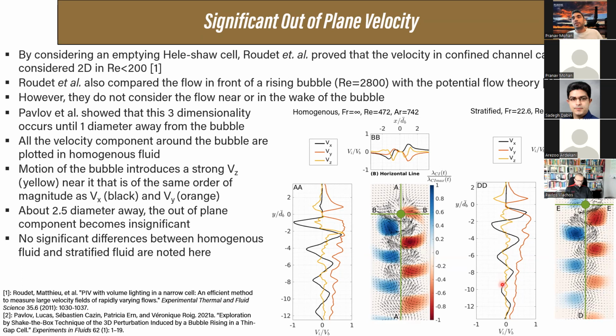Another interesting thing to notice is that in stratified fluids, the horizontal velocity component dampens much faster than in the homogeneous fluid, and we can see that the velocity in both homogeneous and stratified fluid is positive because of the vertical flow that the bubble creates.